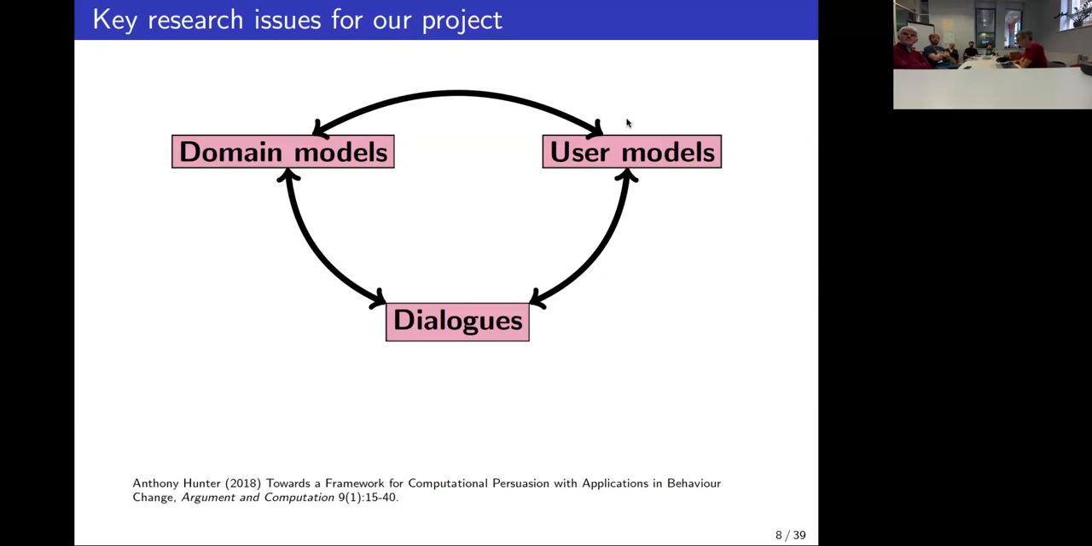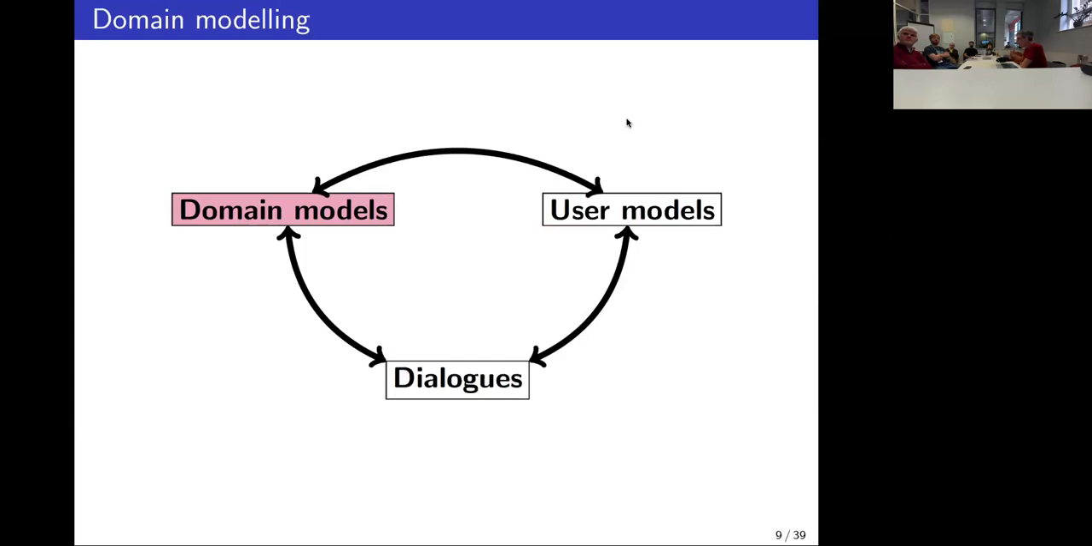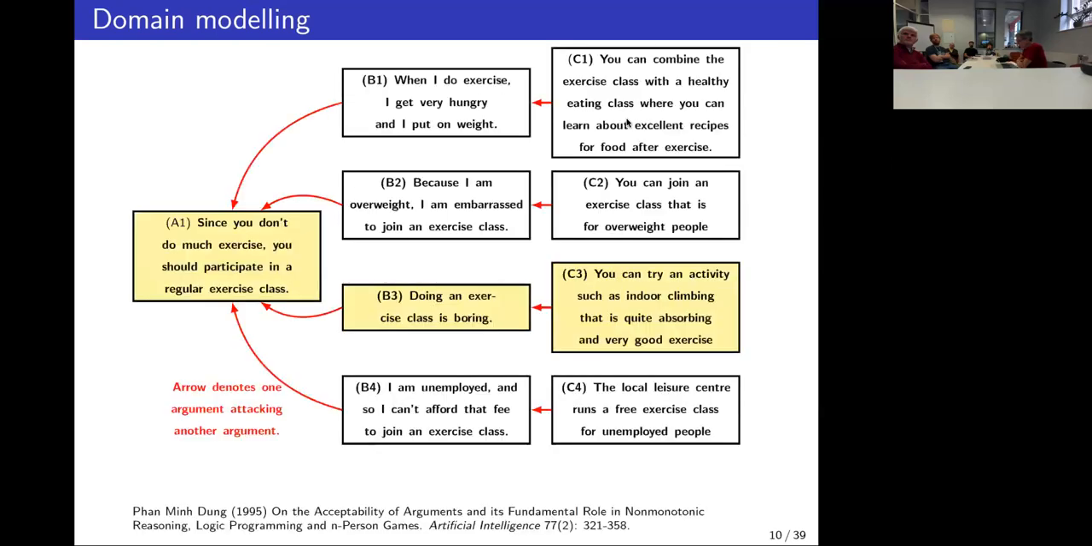So I'll say a little bit about each of these boxes, and then I'll talk in detail about some applications that we did. So domain models. Our starting point was what's called an argument graph. If you know anything about the literature on computational models of argument, this is probably the first thing you heard about. This idea comes from Phan Minh Dung some time ago, and the idea is you can represent a set of arguments and counter-arguments by a directed graph.